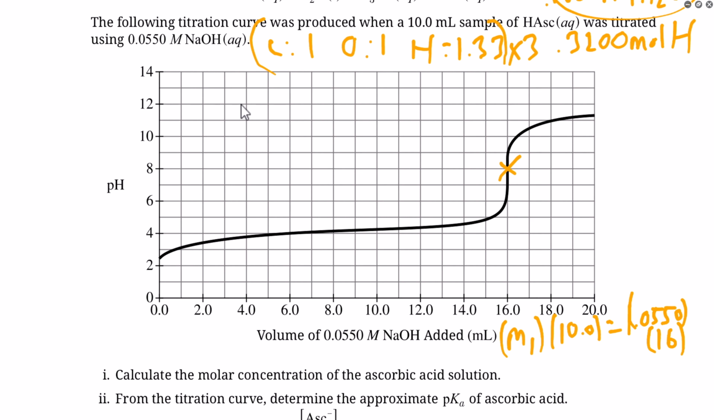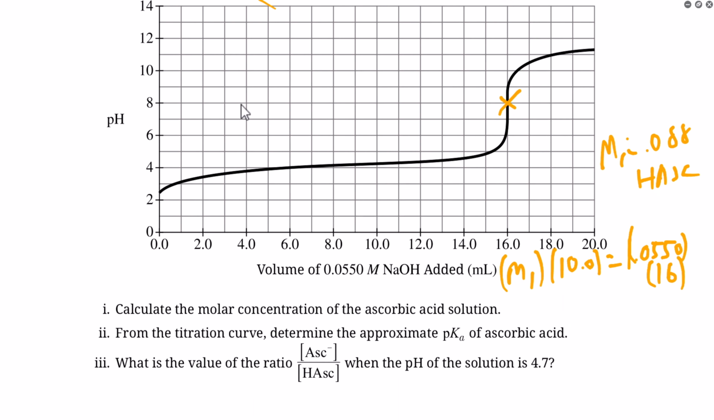So if I go through that and algebraically solve for M1, I should get my answer: 0.0550 times 16, and we're going to divide that by 10. What I end up with is a molar concentration of 0.088 of the ascorbic acid solution. We'll abbreviate that HASC just like it does here. All right, let's see what we got next.